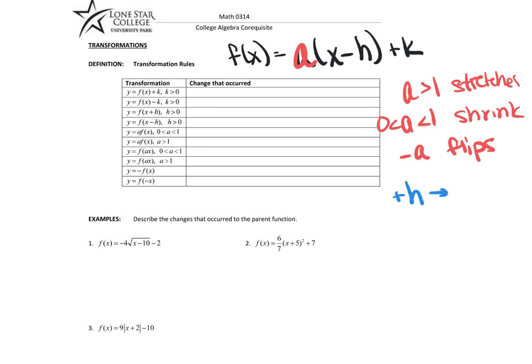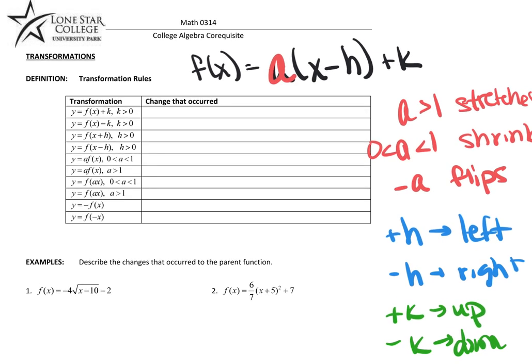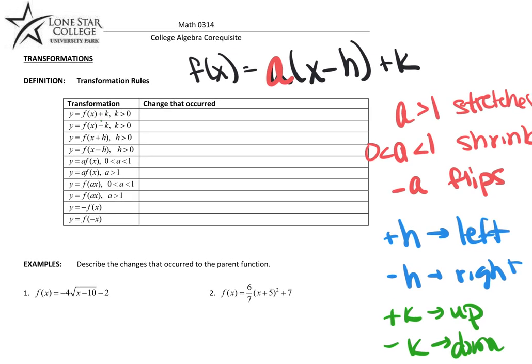H, positive h, moves the graph left, opposite, negative h moves the graph right. K, positive k moves it up, negative k moves it down. So you have all those rules right here. Notice this one, positive k moves the graph up. Negative k moves the graph down. Positive h moves it left. Negative h moves it right. H always moves opposite.